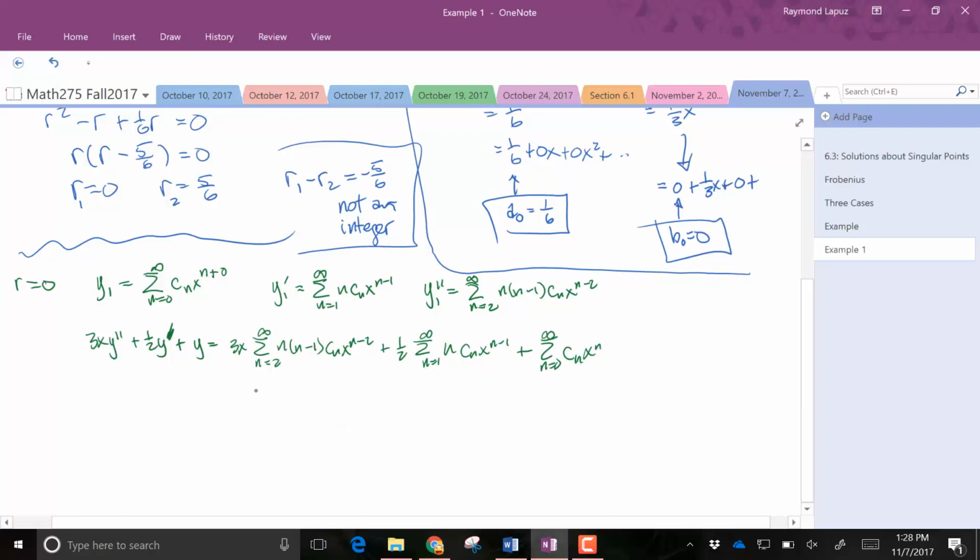Now let's multiply this through. The starting index is the same. We have 3 and some constants, n times n minus 1, c sub n. Now we had that extra x, so we're going to get x to the n minus 1 from n minus 2 because we threw in an extra x. Let's throw the 1/2 inside of the series. This starts from 1 to infinity, and then the other one doesn't change.